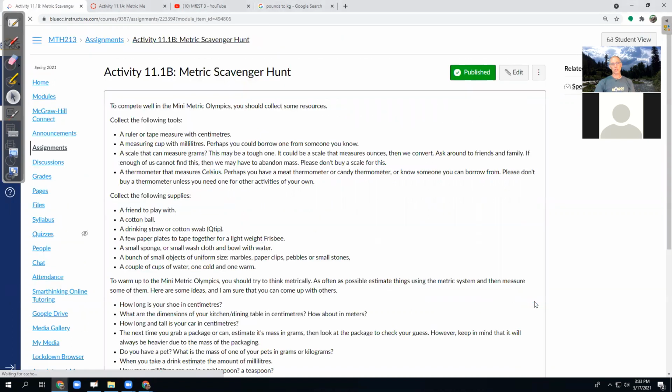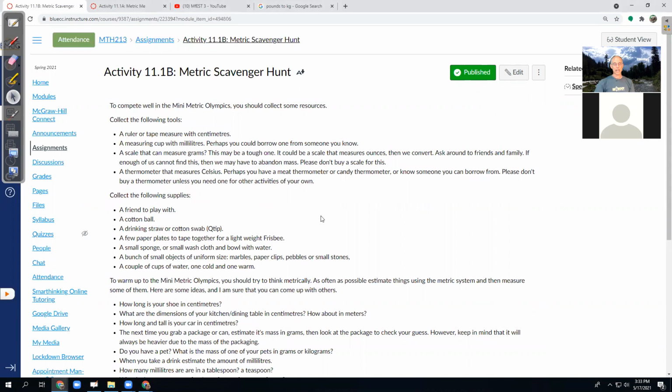Next thing you're going to do is a scavenger hunt. So the scavenger hunt is what I was talking about earlier. I need you to find some things to play with and to measure with. So some kind of ruler or tape measure that has centimeters on it. Some kind of measuring cup that has milliliters on it. Some kind of scale that can measure grams. And I bet if you checked with 5 friends, one of them would have something.